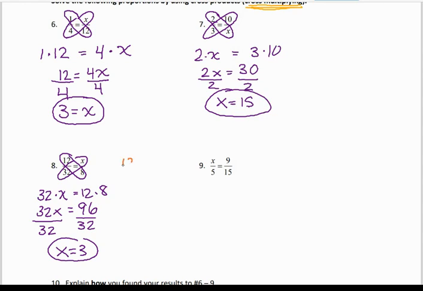I'm just going to rewrite the problem. So this is your other option that you can do. If you want to reduce a fraction first, you can do that. Then your multiplication is much smaller. So I know that 4 goes into both of these numbers.